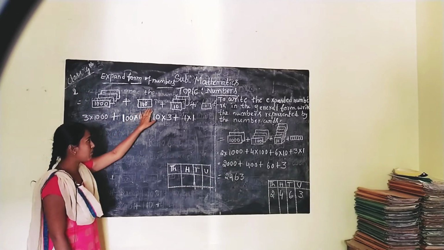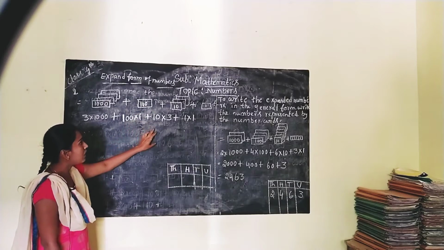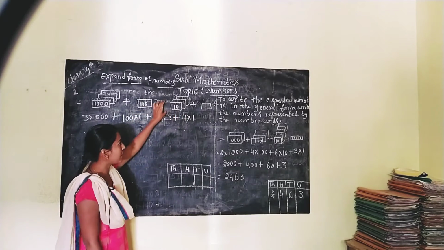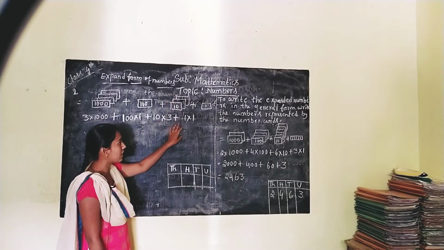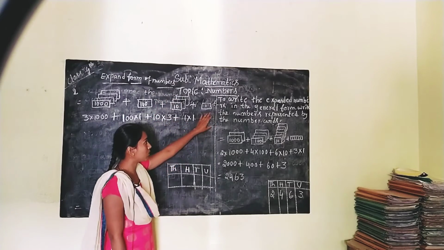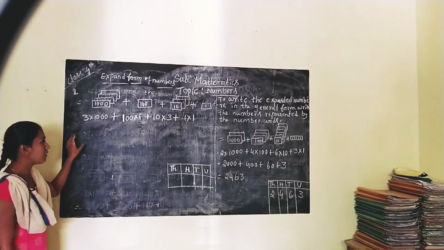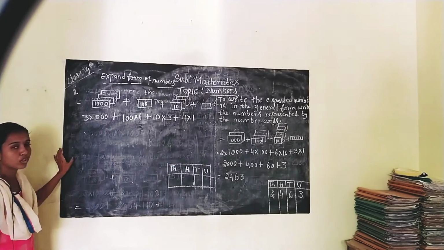This is an 100 place. How many cards are there? Only 1 card is there. 100 into 1. Next, this is a tens place. How many cards are there? 1, 2, 3. 3 cards are there. 10 into 3. Next, this is a unit place. How many cards are there? Only 1 card is there. 1 into 1. It is given in expanded form. We have to write general form.